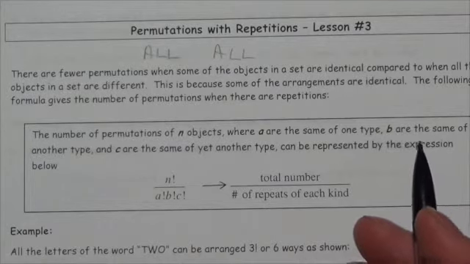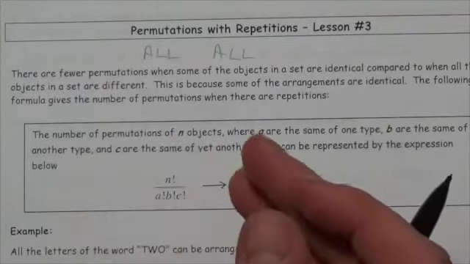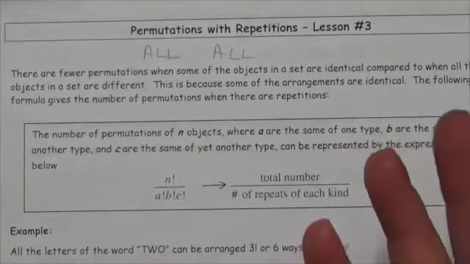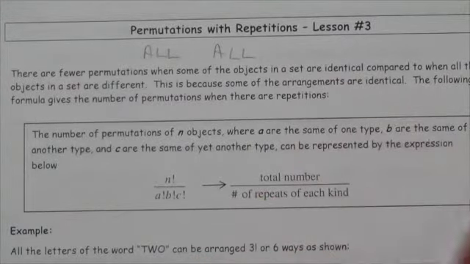This isn't a restriction, by the way, that we're introducing. This is just the natural result of having two or more items that are absolutely identical to each other, so that you can't tell the difference here.